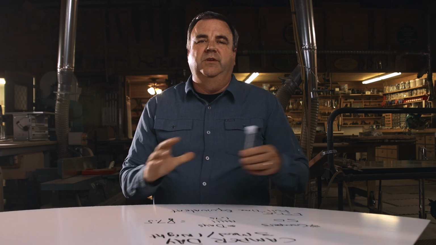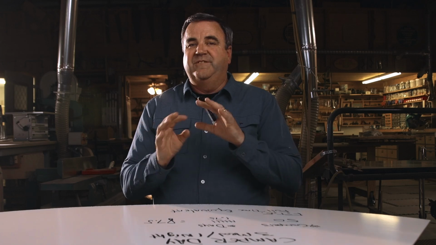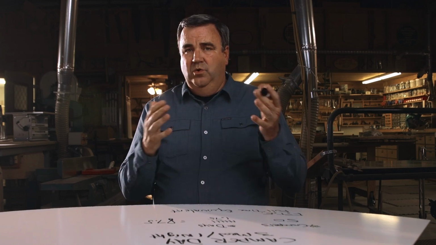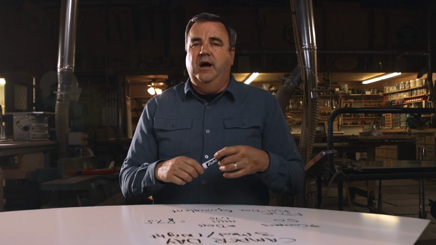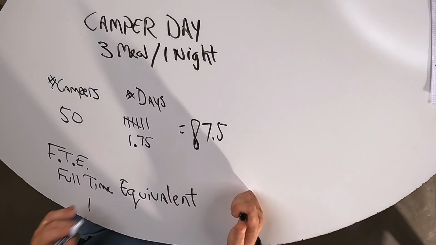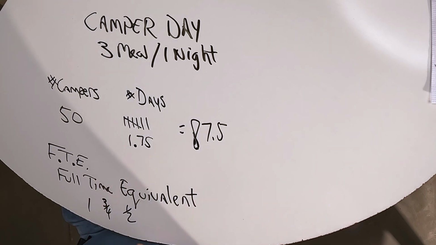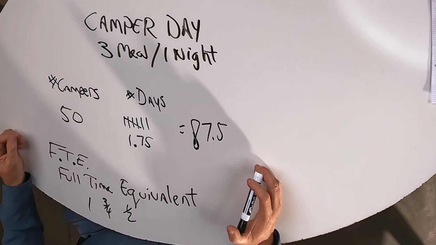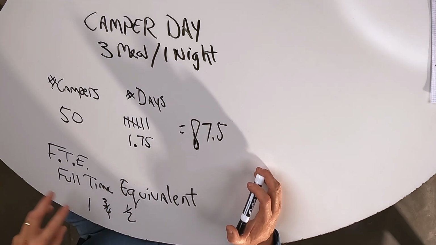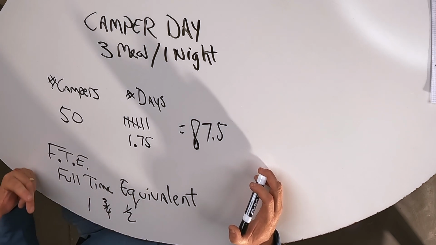Your full-time equivalent is the number of people that are working full-time for you. If you've got part-time people, you're going to have to figure out how to count them in your equation here. So for us, full-time counts as 1. We have 3/4 time, obviously, counts as 3/4, and half-time. That's the way that those pieces work, and every staff member has one of those numbers assigned to them.